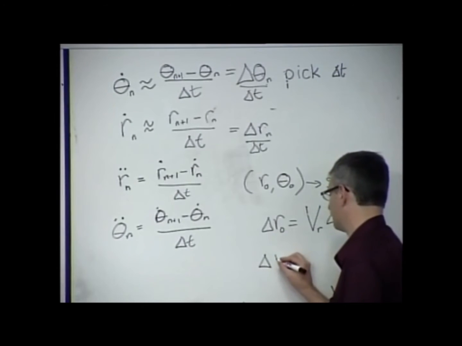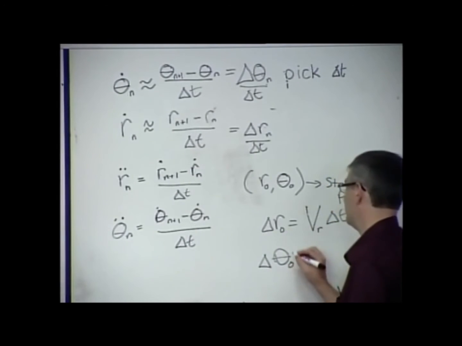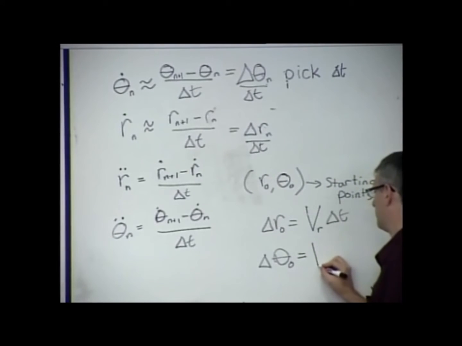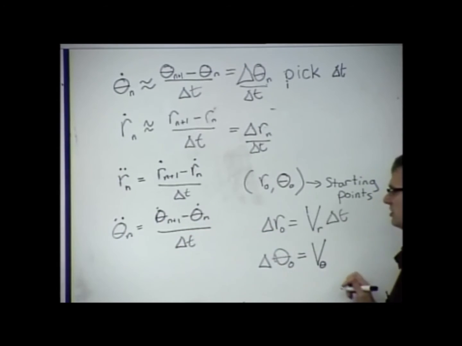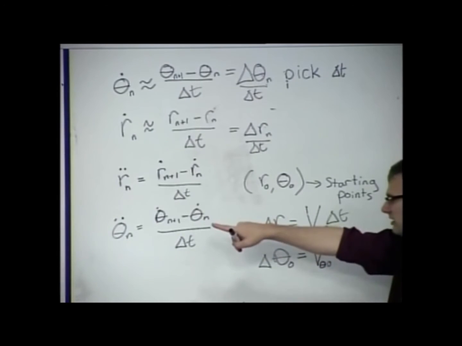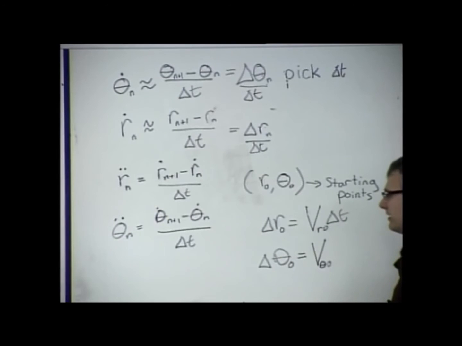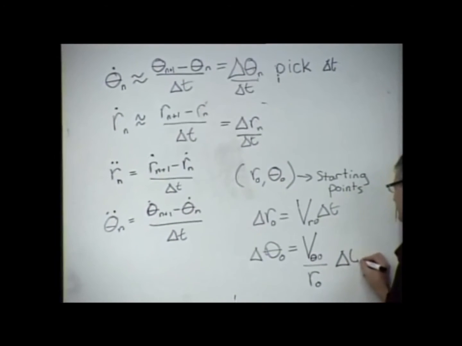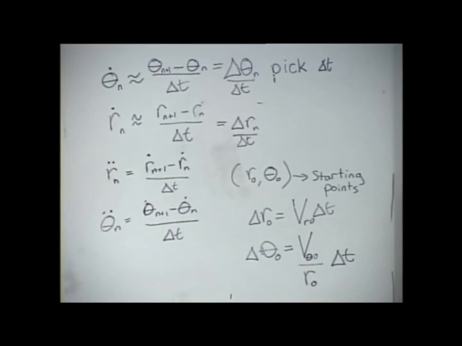Likewise, I can make an initial delta theta sub 0 by saying this is v theta initial condition. Let's put a 0 there to denote initial condition. And for v theta, I've got to divide by r naught and then multiply by delta t in order to get my initial increment for angle.